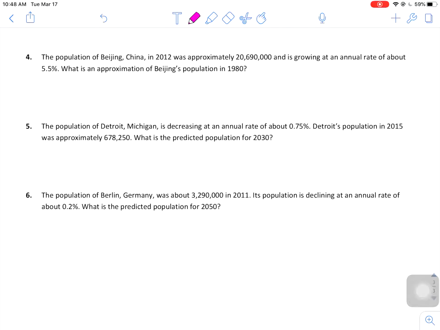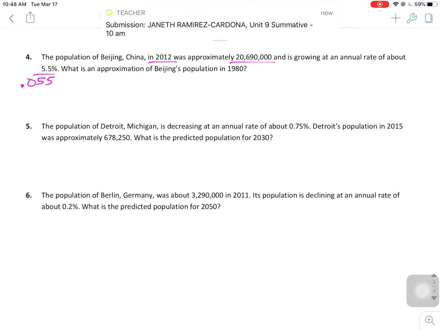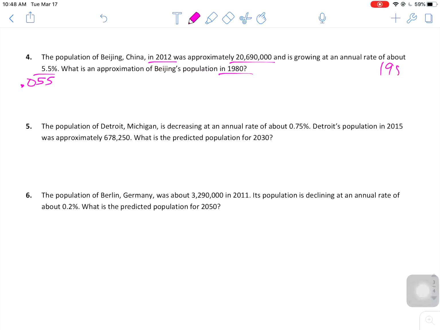In number 4, in 2012, here's our initial population. Our annual rate is 5.5%, so as a decimal, that's 0.055. And then we want to know what the population was back in 1980. So if I do 1980 minus 2012, that's going to get me my t-value, which is negative 32.